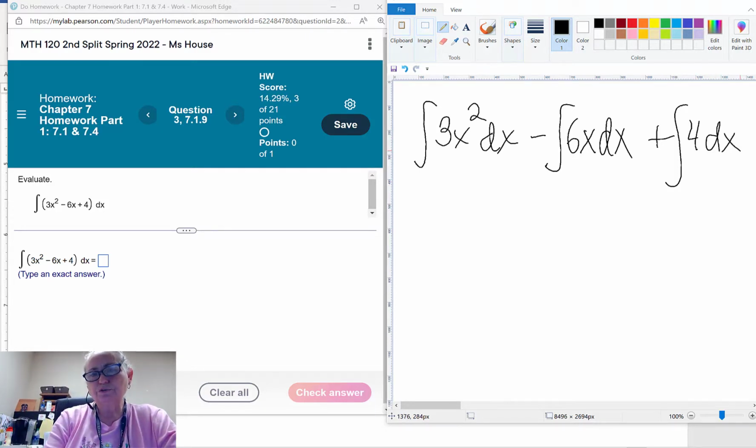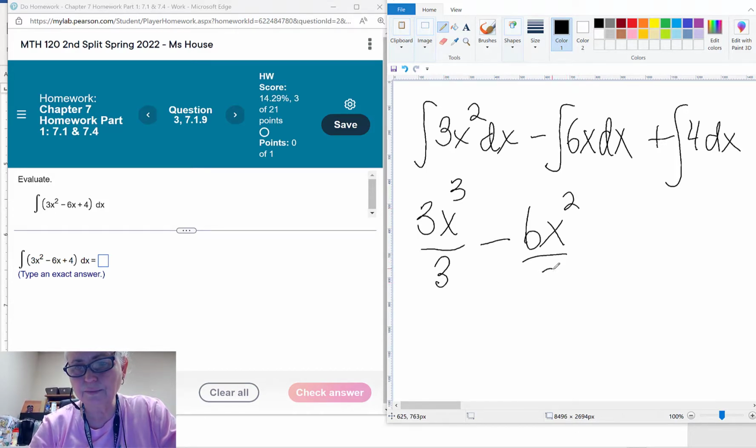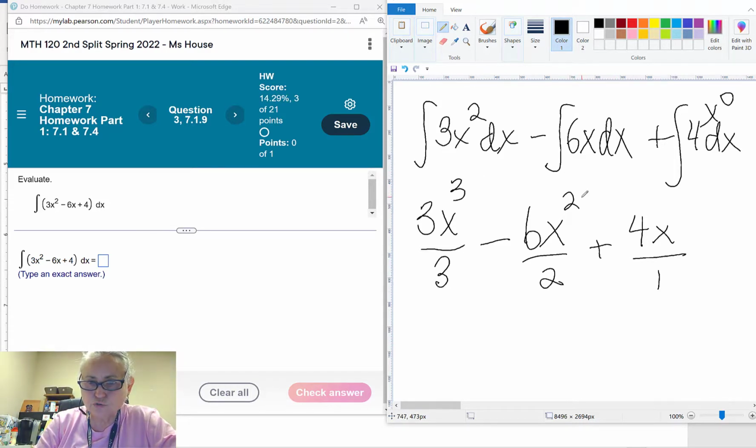Now, I could have put all those constants out front, but I'm not even going to worry about that. I'm just going to add 1 to my power, divide by my power, add 1 to my power, divide by my power, add 1 to my power. Well, there's x to the 0 here, right? That means 1, so that's not there. And then I'm going to divide by my power, which is 1. Now notice, 3 divided by 3, 2 exponent divided by 2, 1 exponent, we don't really even need to have that. Now, don't forget, plus c.